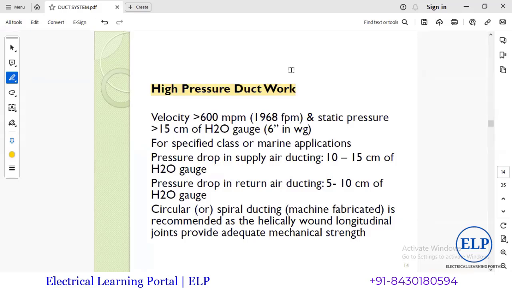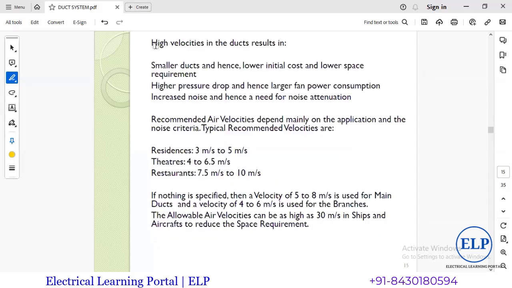Okay. So these are the three classifications. Now, normally what happens, high velocities are good in aeroplanes or ships, but high velocities you cannot provide in office areas. You cannot provide high velocities in any normal commercial building or for general people, because high velocity can damage the ducting also.